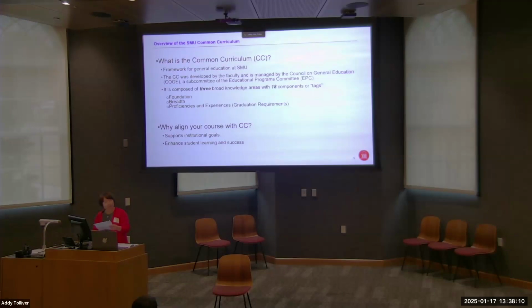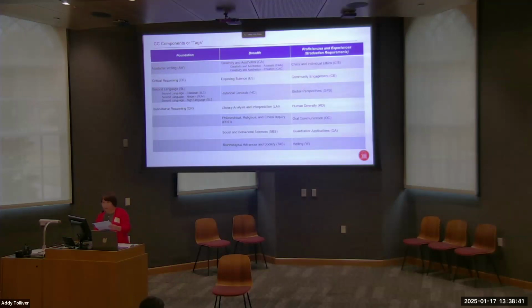So why do we align the course with the CC tags? Because it's a win-win. It supports our institutional goals, enhances student learning outcomes, and contributes to their success for academic and career. When your courses align with the CC, we create a unified and meaningful learning journey for our students. You will have more clarity about how your course contributes to the broader SMU mission. Here are the 18 CC components or tags. These range from foundational knowledge to proficiencies and experiences. I'm not going to go over that.